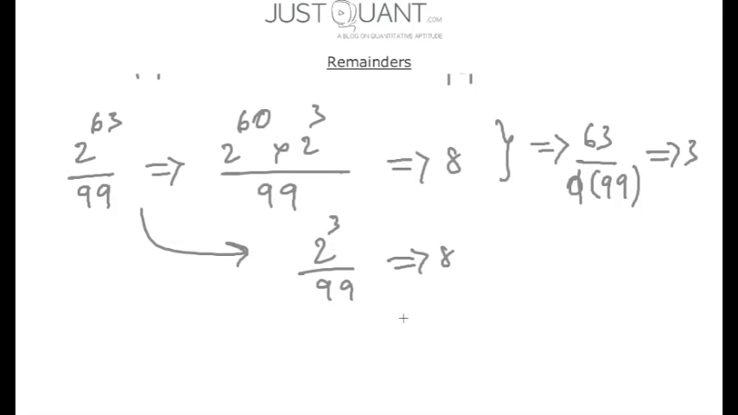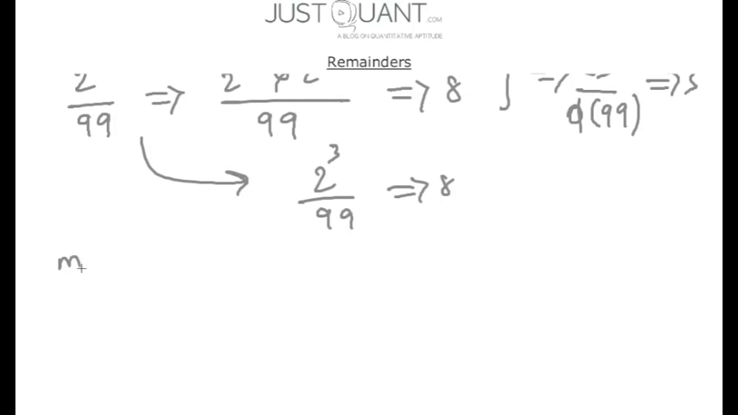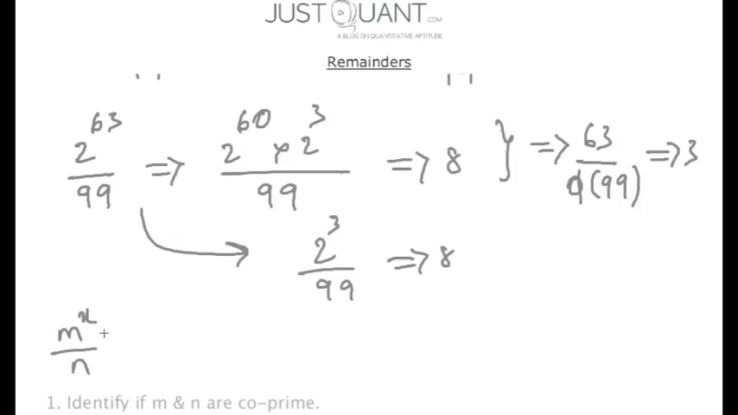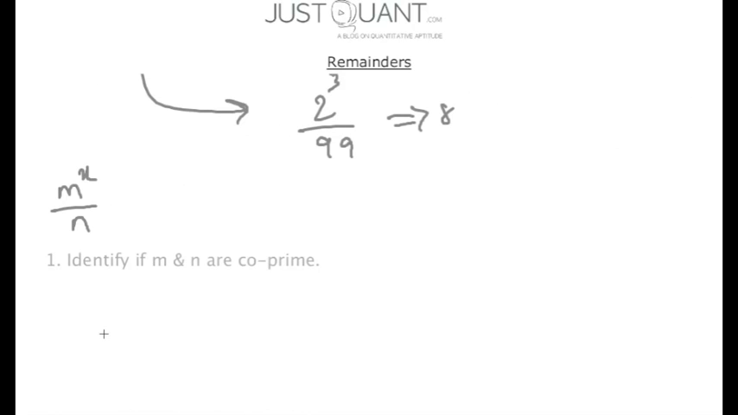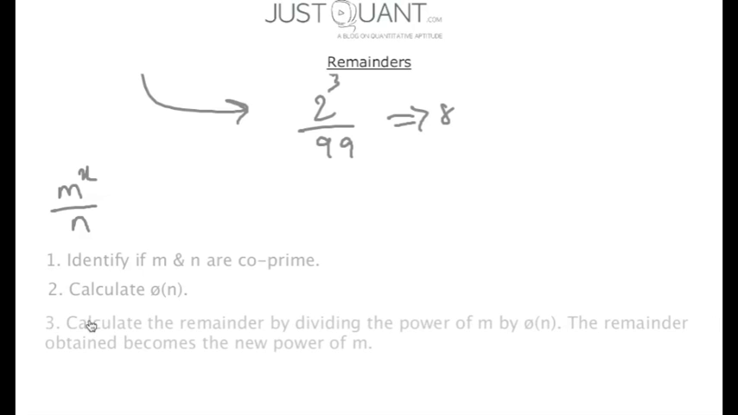So if we have a number in the form m to the power of x by n, here we first identify if m and n are coprime. If m and n are coprime, then we calculate phi of n, after which we calculate the remainder by dividing the power of m by phi of n. The remainder obtained becomes the new power of m.